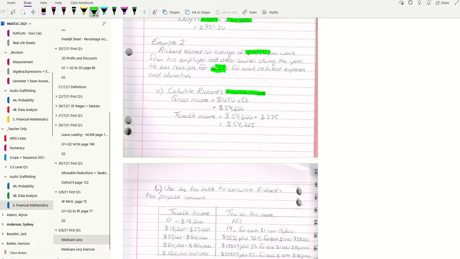The first thing we need to do is work out his gross income, and that's the $1,050 times 52, because there are 52 weeks in the year. That gives us his total gross income of $54,600. His taxable income is that minus those expenses of $375, which gives us $54,225.